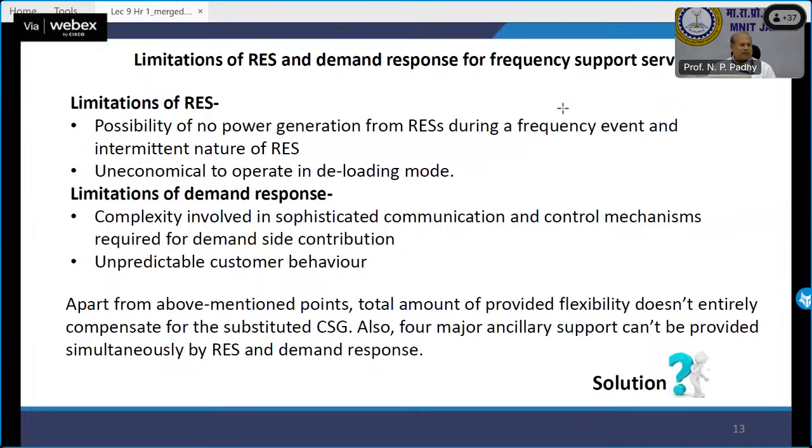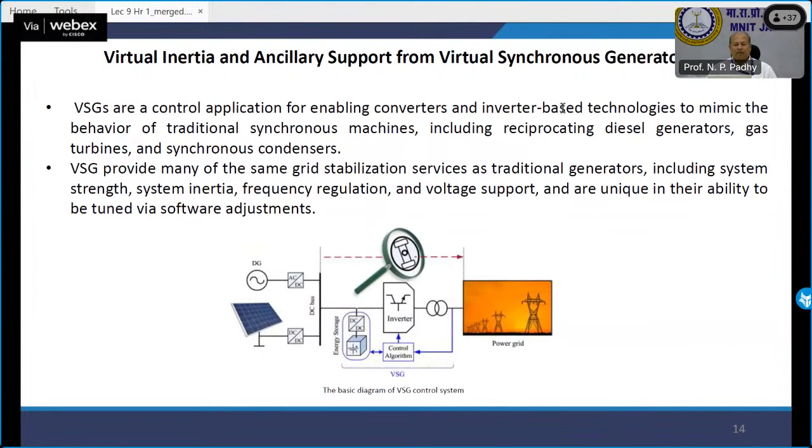So what they are saying, demand response means you can compromise some loads and you can shift some of the loads and behave differently. And so they say nothing is possible. With renewable energy, there are a lot of challenges. So the question is, what are the solutions? I think there is another PhD problem opening. All right. And that is where the virtual inertia and ancillary support from virtual synchronous generator come in. Okay, VSG is a very interesting problem. Many good research has happened.